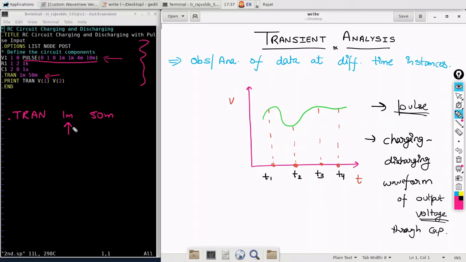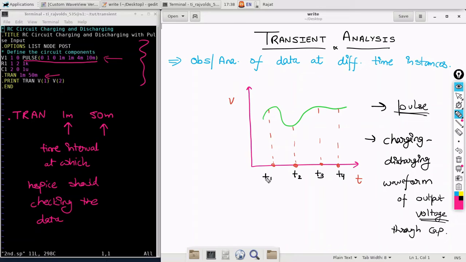So this is the time interval at which the HSPICE should be checking the data. So as we have T1 over here, T2 over here, these are the time instances at which we are checking the voltage.